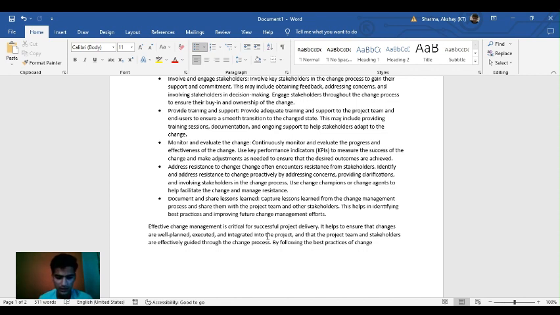So let me just summarize it. Effective change management is critical for successful project delivery. It helps to ensure that the changes are well planned, executed, and integrated into the project, and the project team and the stakeholders are effectively guided throughout the change process. By following these best practices, we can effectively implement the change management or the change request in our project.